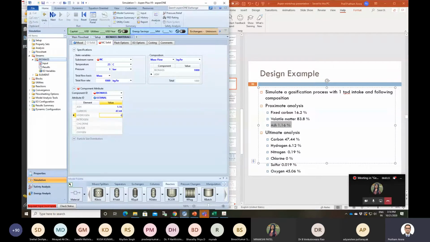Hydrogen, which is 6.12. Nitrogen, 0.19. There's no chlorine present. Then there's also sulfur, it's 0.19. And then oxygen, it's 45.06. So the ultimate analysis has become blue. But still, the biomass appears to be red, which means still some values are left here.